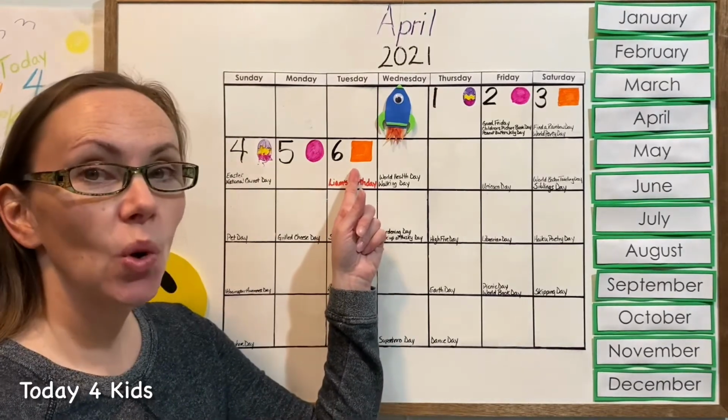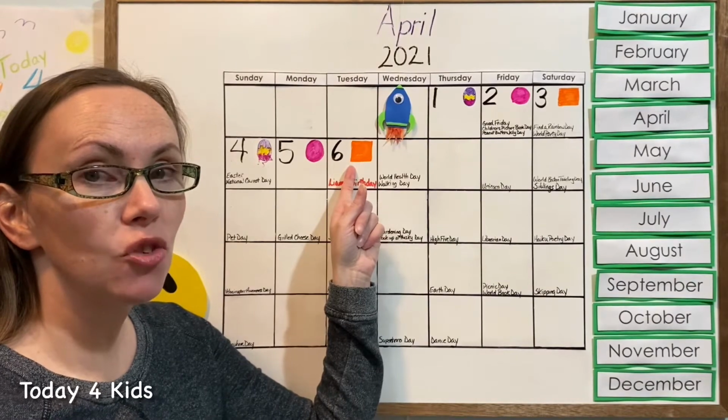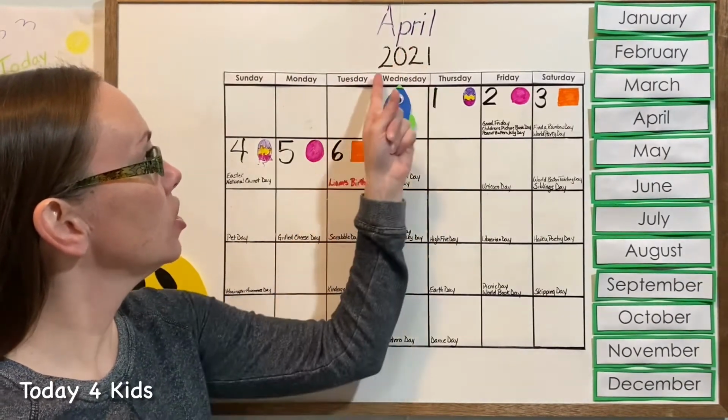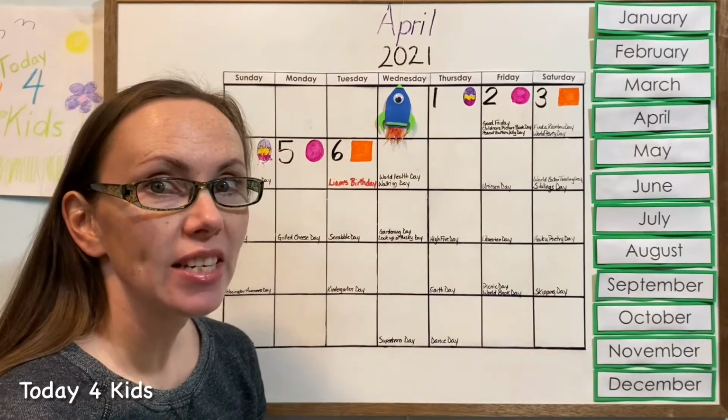Did you guess orange square? That's right. Orange square was the last shape that we drew in our pattern. So yesterday was Tuesday, April 6th, 2021. Did you bring your agenda today?